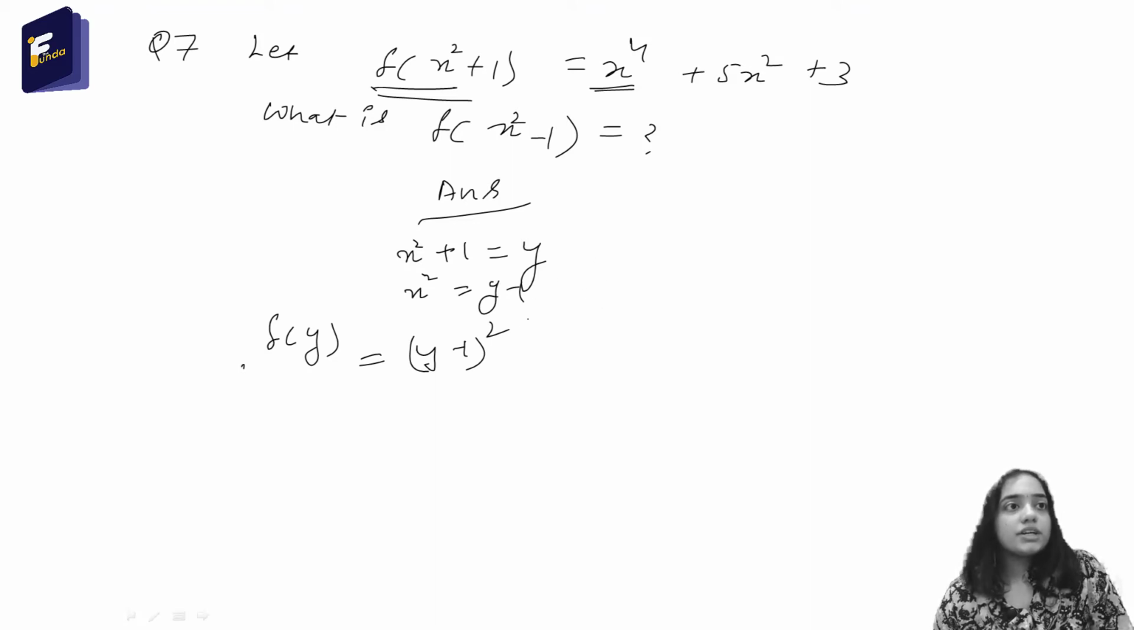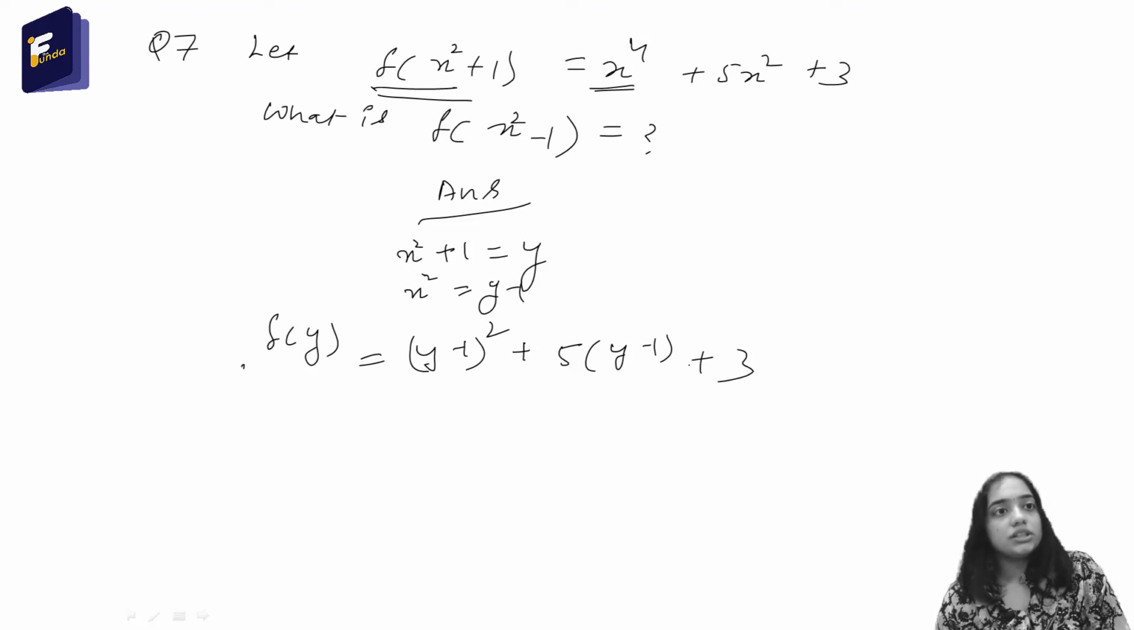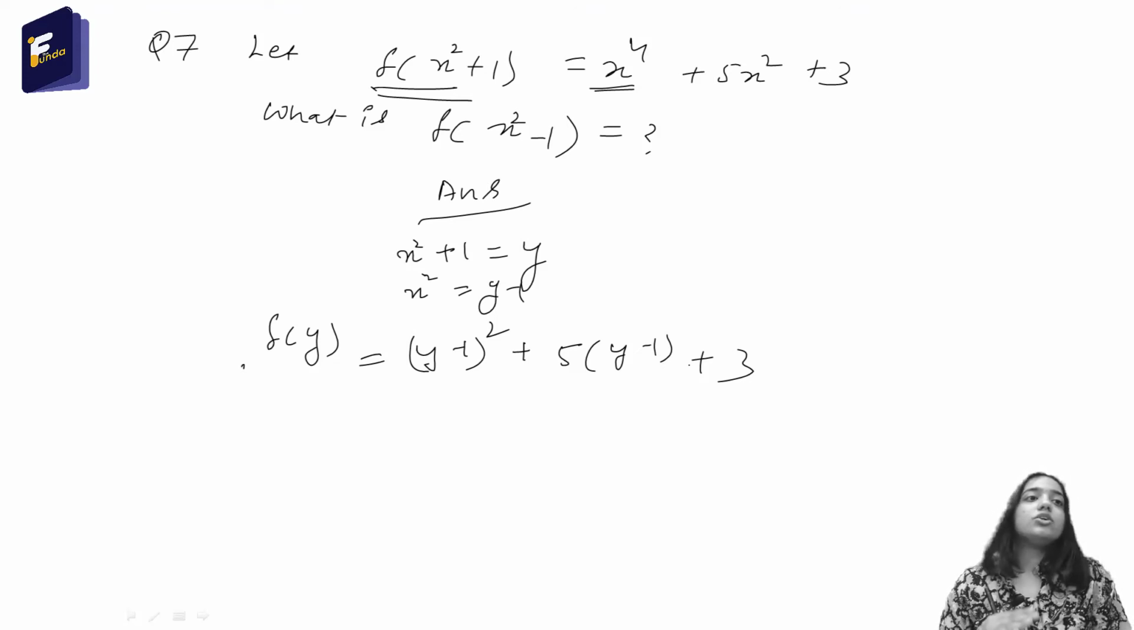Now 5x square: x square is y minus 1, so it will be 5 into y minus 1, and 3 will obviously be 3. So f of y is y minus 1 square plus 5 into y minus 1 plus 3. Okay, now we got the value of f of y.